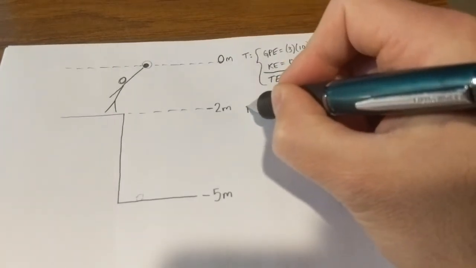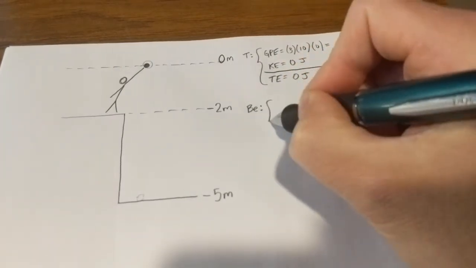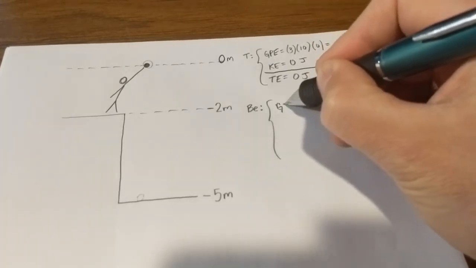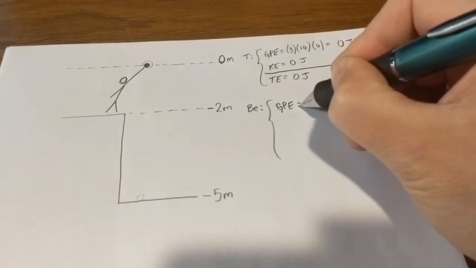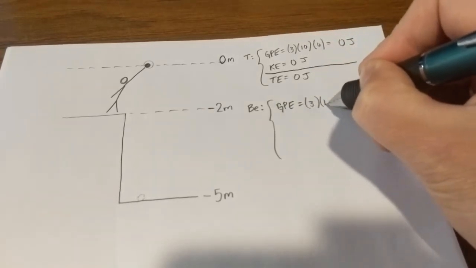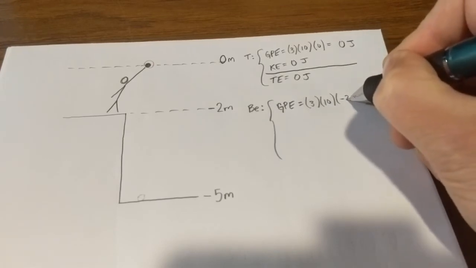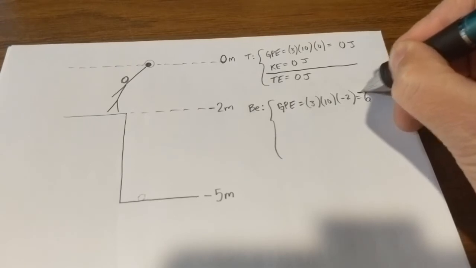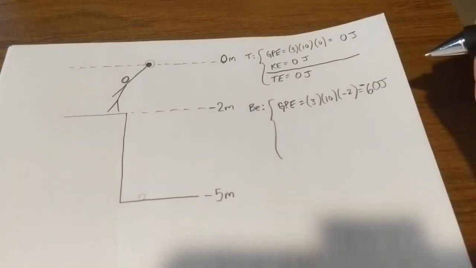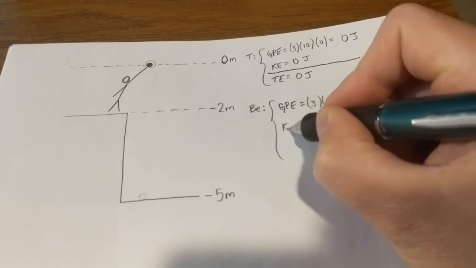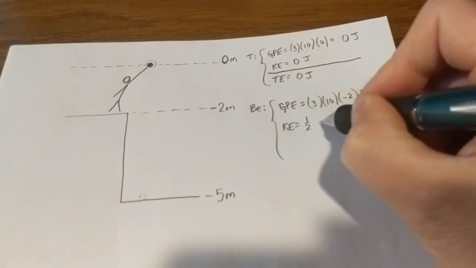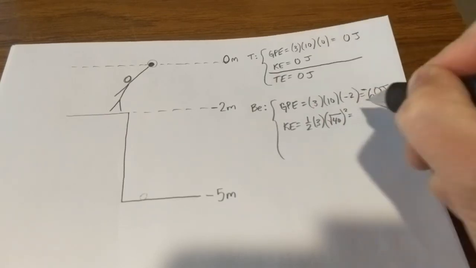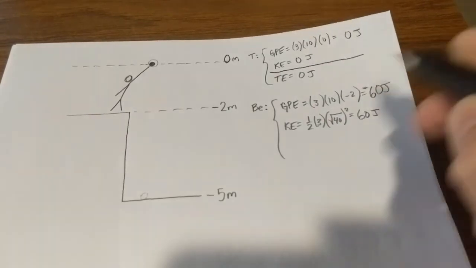In the in-between, we can calculate the gravitational potential energy as 3 times 10 times negative 2 and get negative 60 joules. We can also calculate the kinetic energy, half times 3 times 40 squared, and get positive 60 joules.